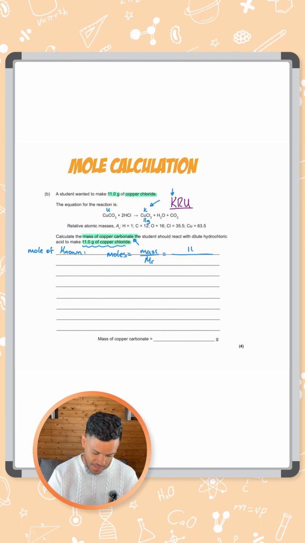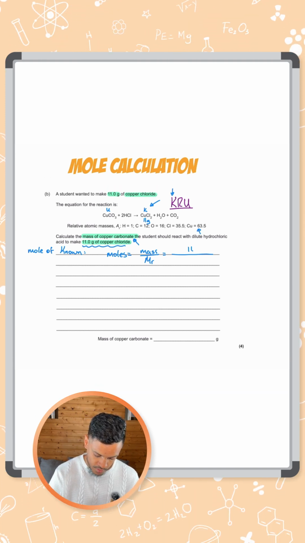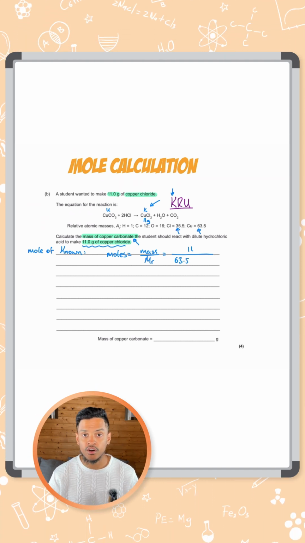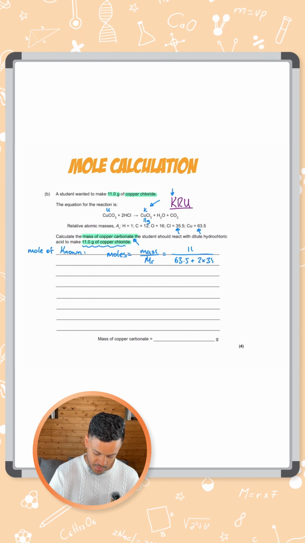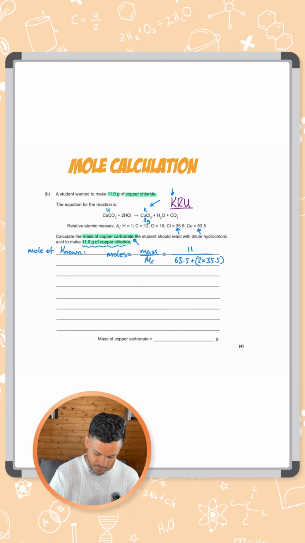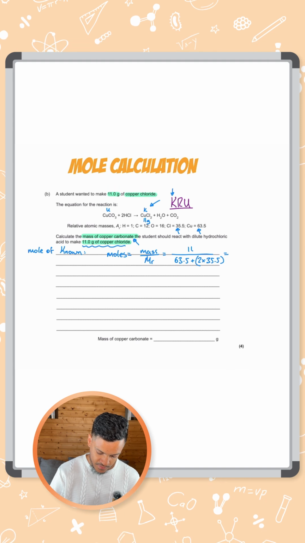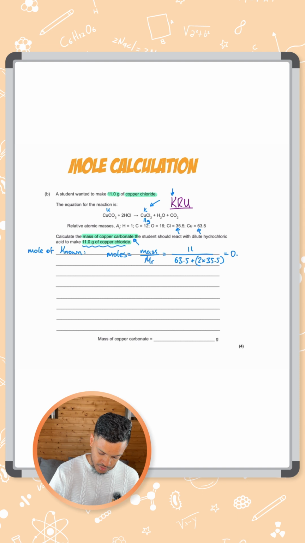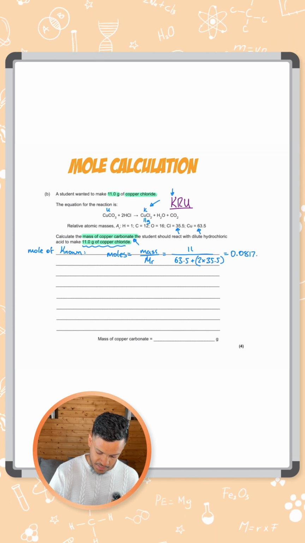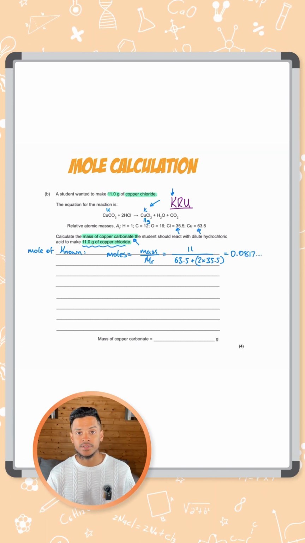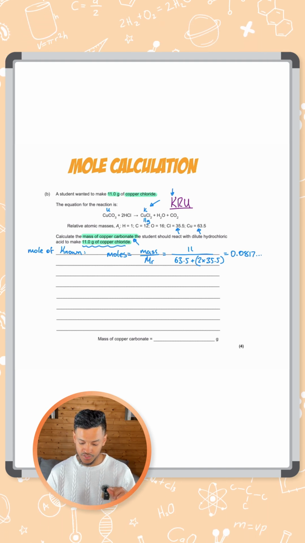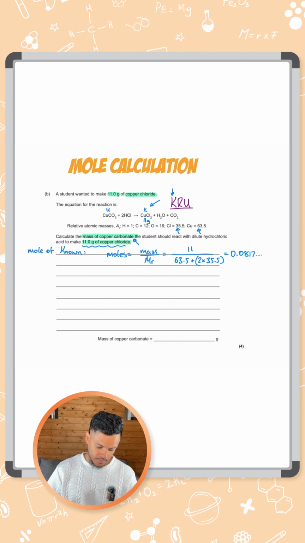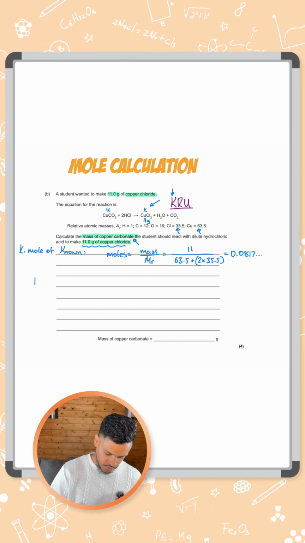So let's add up the Ars of one copper, which is 63.5, and two lots of chlorine. So that's 2 times 35.5. We can put that all in our calculator to give us the number of moles of copper chloride we have. And if you do that, you should get an answer of 0.0817, and you've got a few more numbers there. Keep that number in your calculator, don't round it. I've rounded it here in our working out, but in your calculator, keep that number as it is. Now, that's our K done. Let's move on to our R.